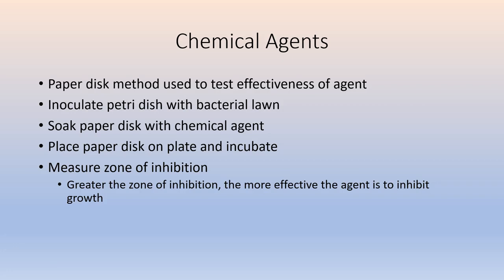The zone of inhibition is that area around the disc where there is no growth. So for some chemicals, there may not be a zone of inhibition. You may have growth right up to the disc. Others, you may have a fairly large area where there's no growth. The greater that zone of inhibition, the more effective that agent is, because the chemical has diffused out into the medium and has inhibited the growth.